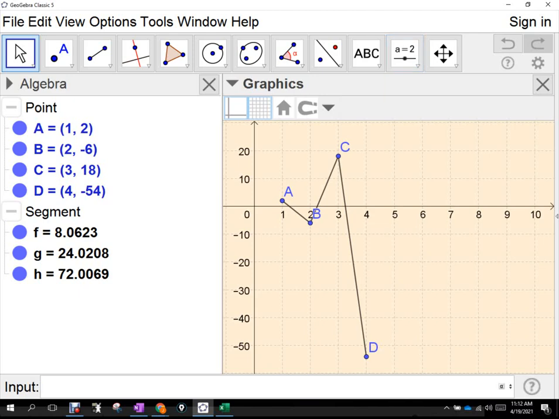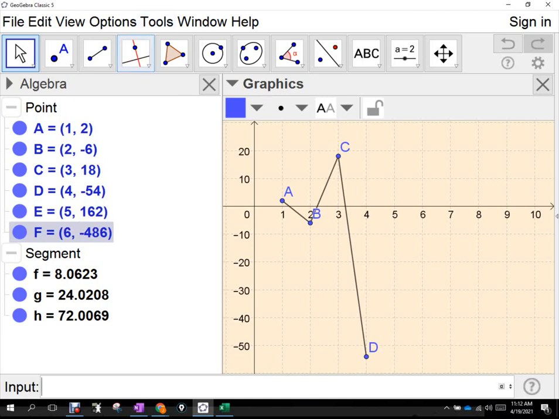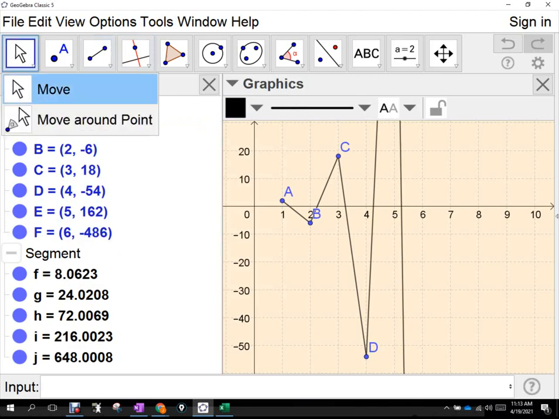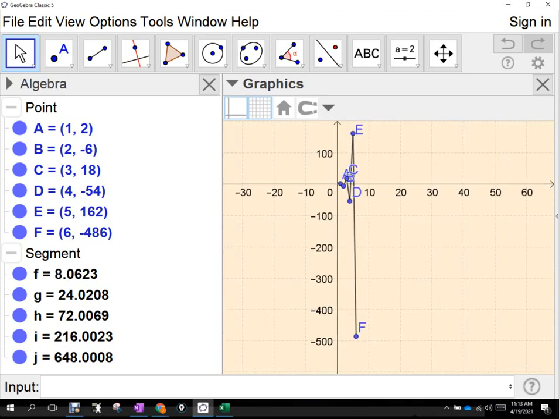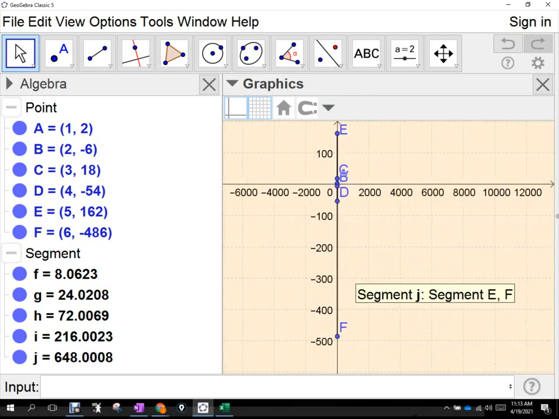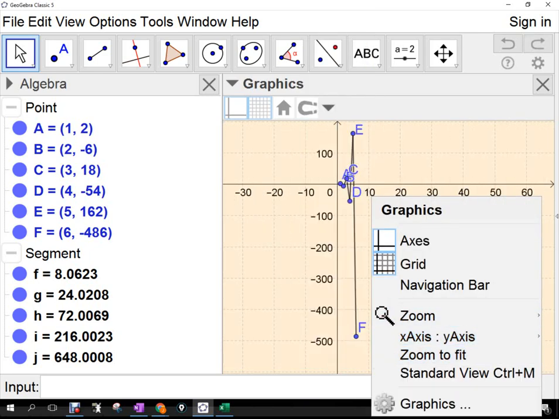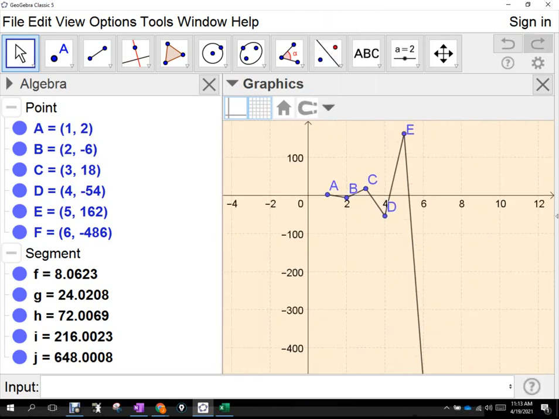So if I take at 5, we take negative 54 times negative 3, and we plot that point. And then at 6, we'll take 162 times negative 3, and we'll plot that point. So I can take segments and connect this one to that one and that one to that one, and you can see that behavior, so you get that kind of pattern, right? Does that kind of make sense?